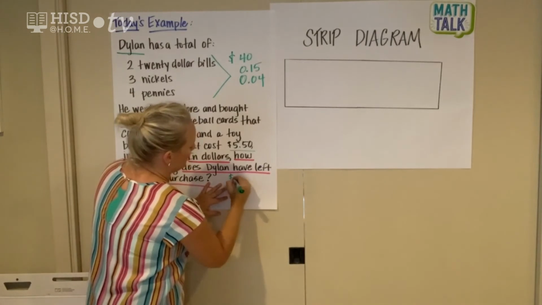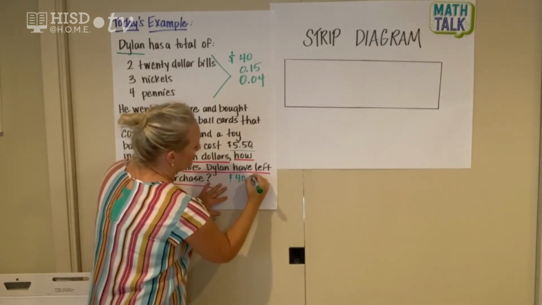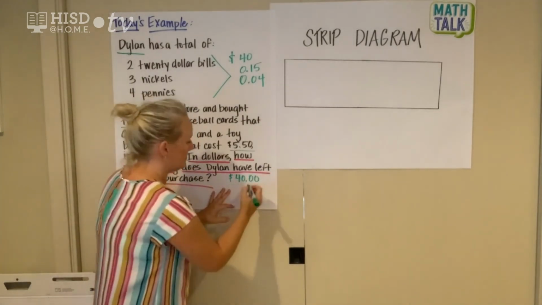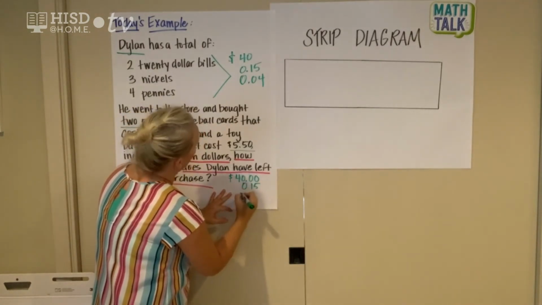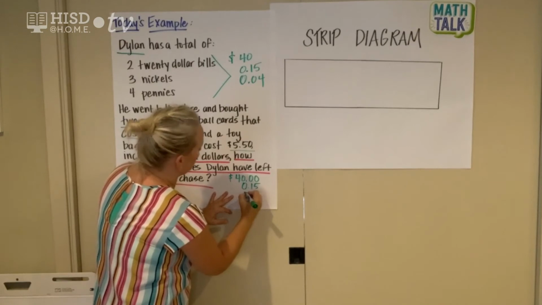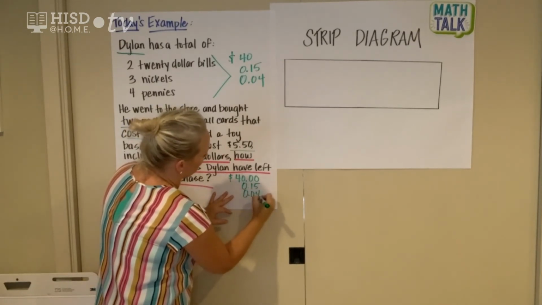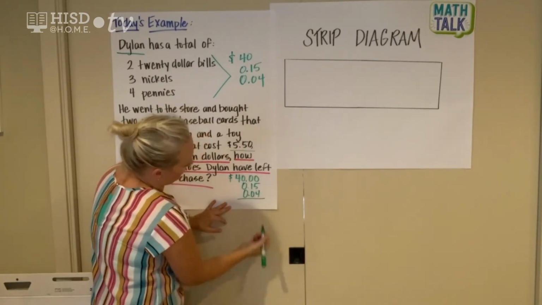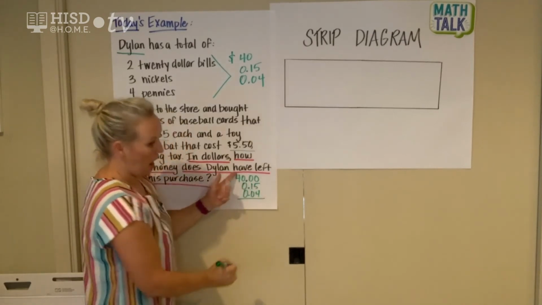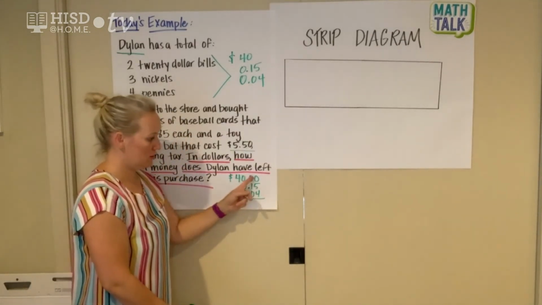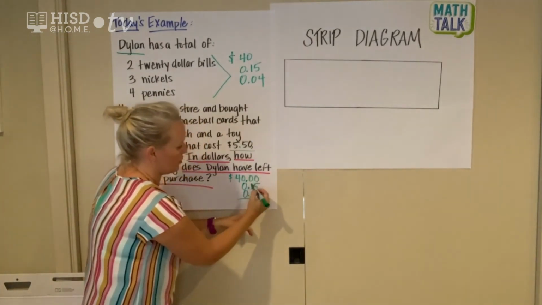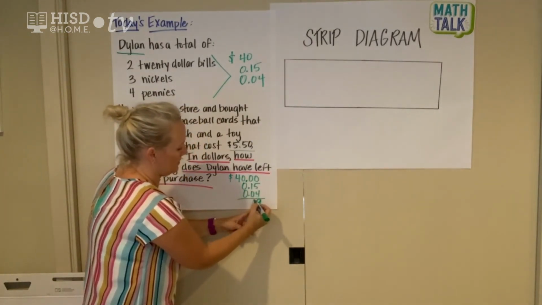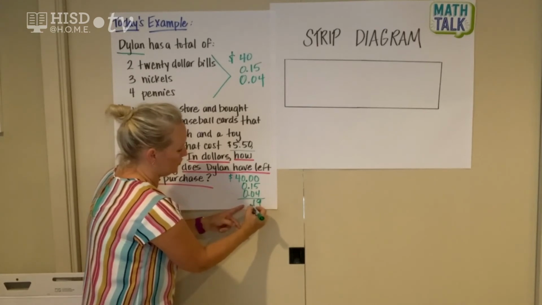This is his money. $40. Those are his two 20s. 15 cents. And 4 pennies, which is 4 cents. So now I'm going to add all that up together. Notice, I lined up my decimals. 0 plus 5 is 5, plus another 4 is 9. 0 plus 1 is 1, plus another 0 still stays 1.